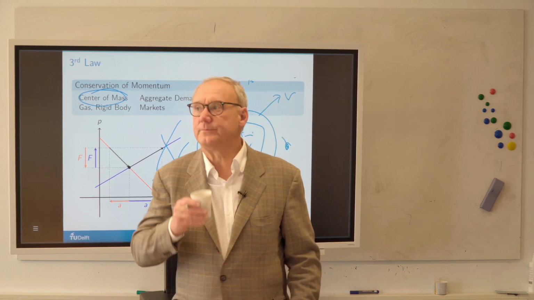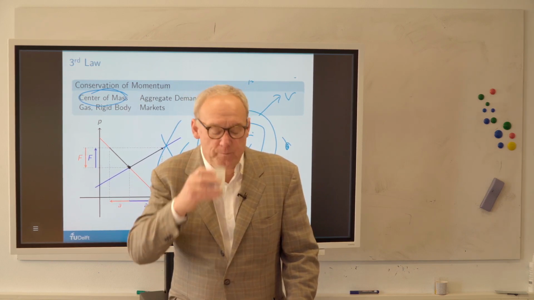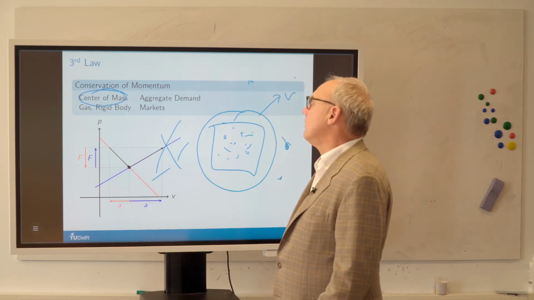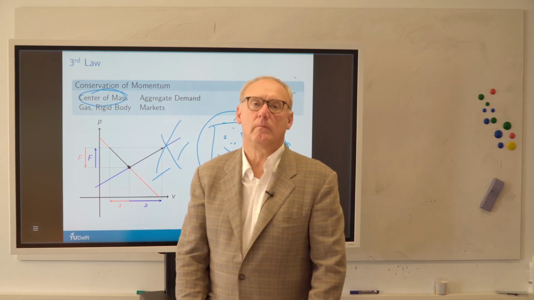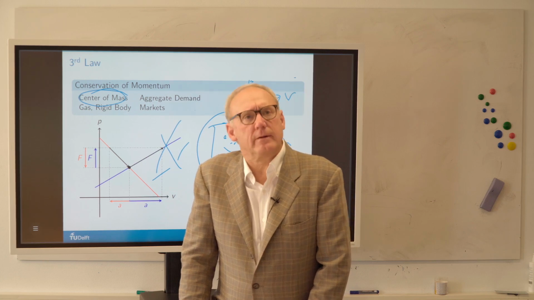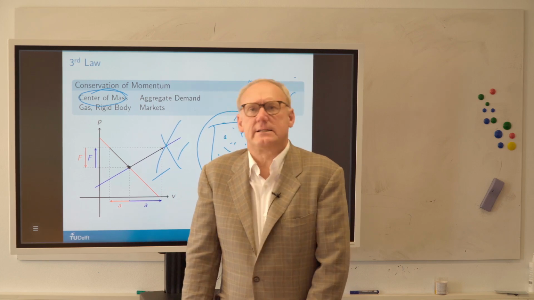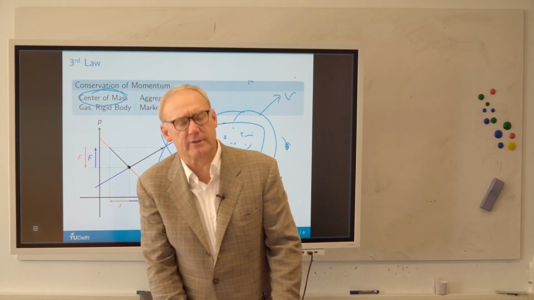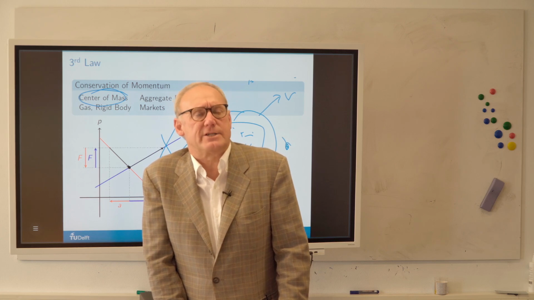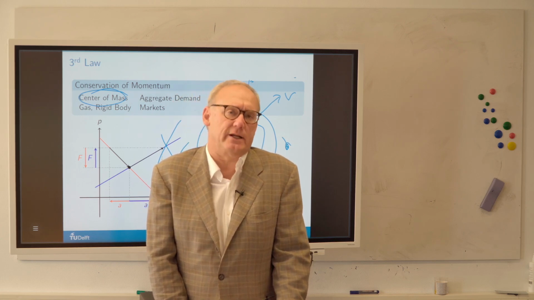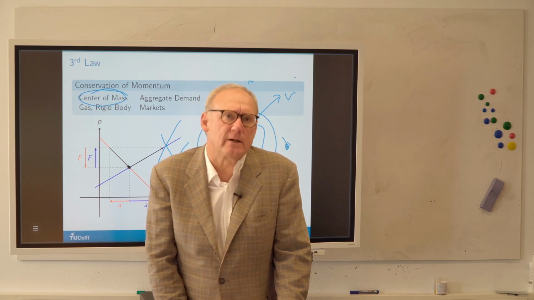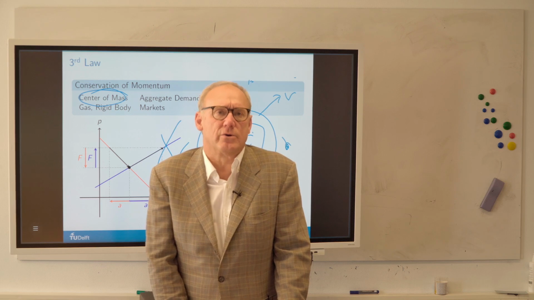So I have to read in this graph that equilibrium is the center of mass, the velocity associated with it, and the price is what exactly? The momentum of the center of mass, right? So the way you should read the law of conservation of momentum is that the momentum of the center of mass of the system that you're looking at is unchanged. Okay? That's the right statement of the law of conservation of momentum.